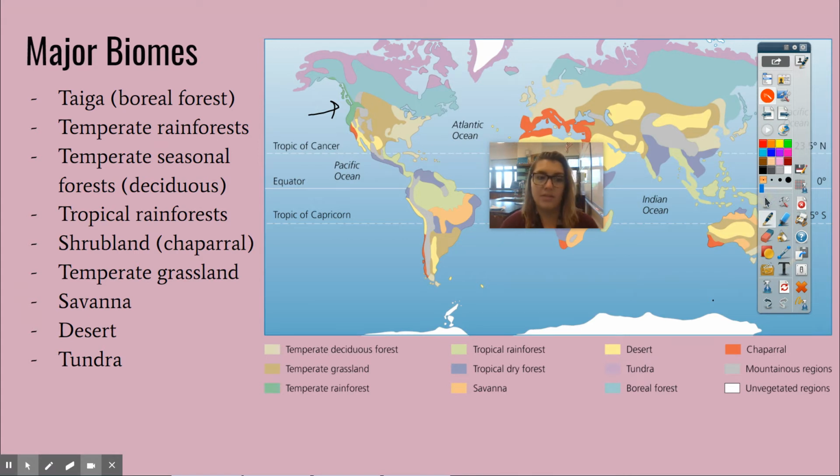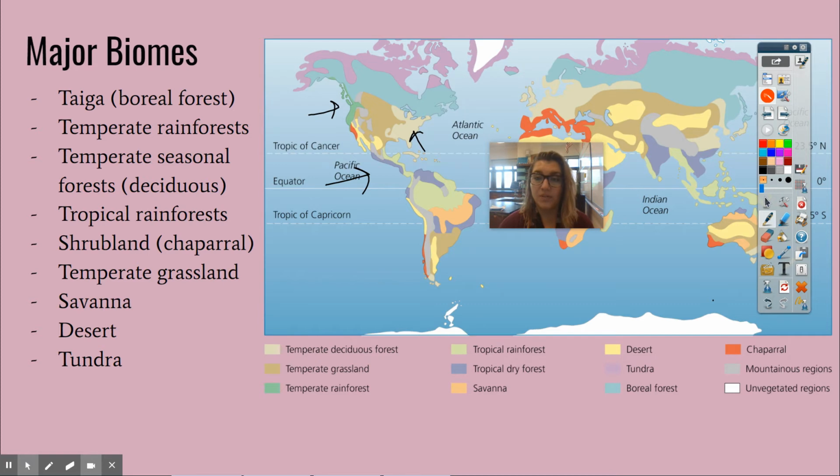Temperate seasonal forests. These are also called deciduous forests. That is where we live. We are in a temperate seasonal forest. Seasonal means it sheds their leaves, right? Fall, our leaves are starting to turn if you look outside, because we live in a temperate deciduous forest. Tropical rainforest. This is going to be mainly around the equator, where it's wet and warm all year round.